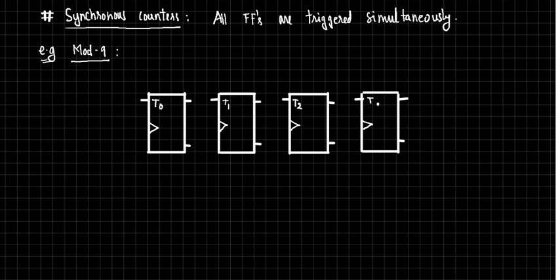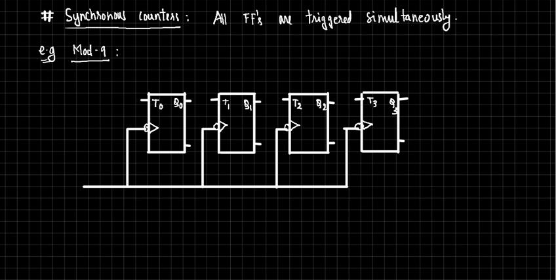T2, T3. Q0, Q1, Q2, Q3, this negative edge triggered clock, and all of these clocks are triggered simultaneously. There is only one clock, connect everything to it. Connected to only one clock, this clock, alright. Now see here, how to deal with such kinds of problems.